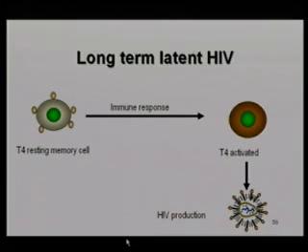Some cells live longer than that, and so for those cells to go away is going to take a very long time. Until those cells go away, you can't say the patient is cured, because if the patient goes off his drugs and some of these cells get activated again, out comes the virus again. And we see that.